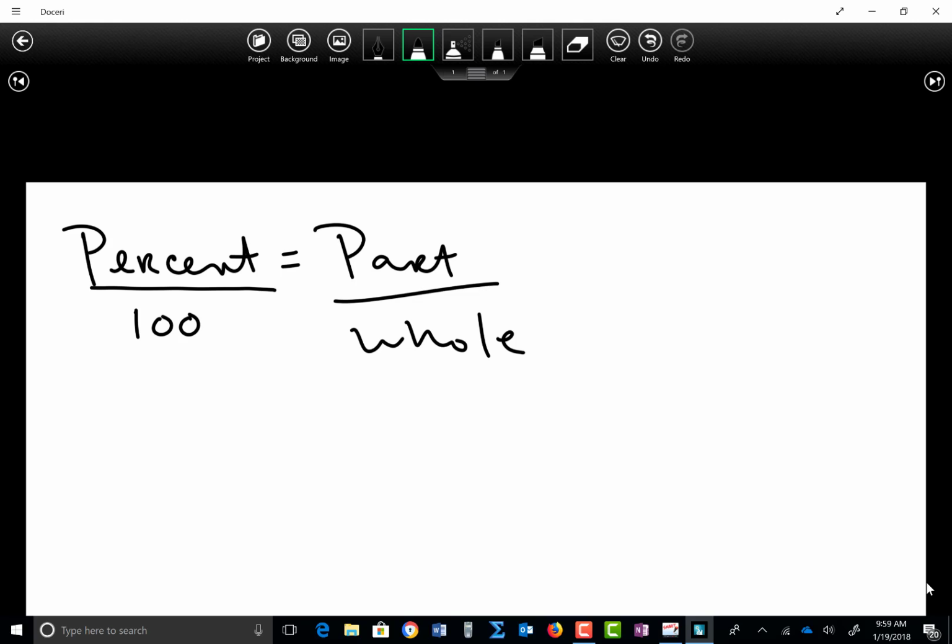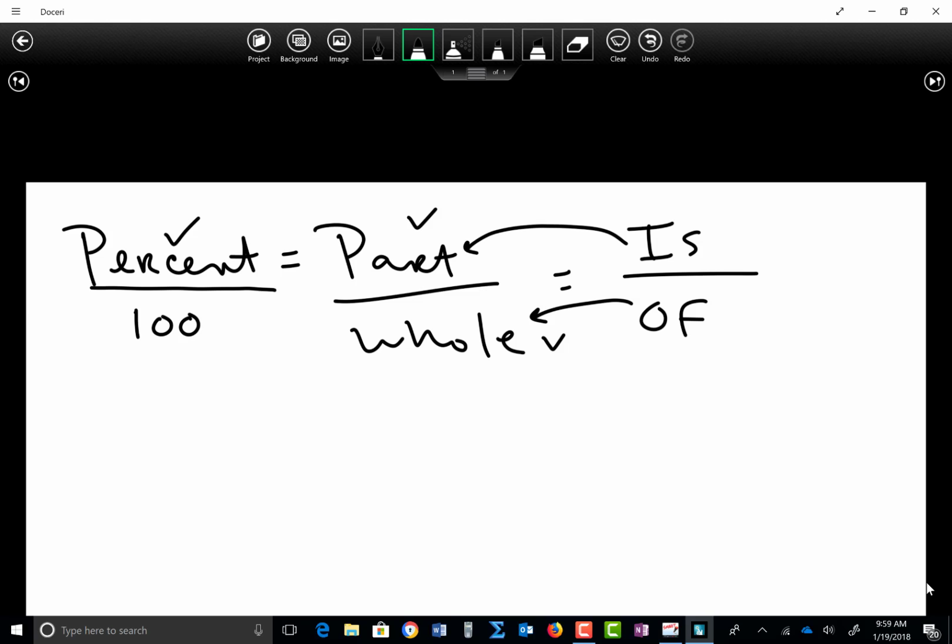So the first thing that you're going to need to do when you do these problems is determine whether the percent is missing, the part is missing, or the whole is missing. And a lot of times the easiest thing to do is to look for the word "is" and to look for the word "of." The one that's around the word "of" is usually the whole. It's the whole thing. And the one that's around the word "is" is usually the part. So let's look at a couple of problems.